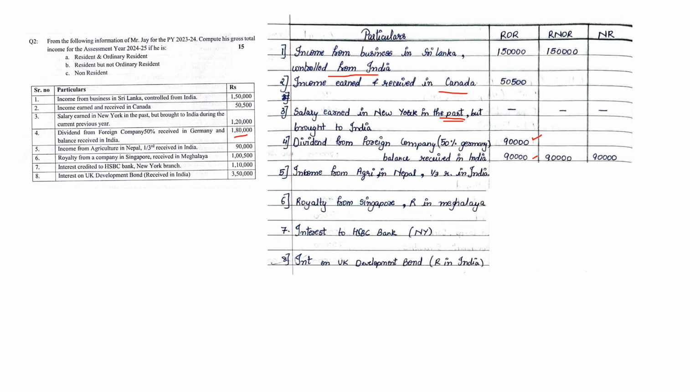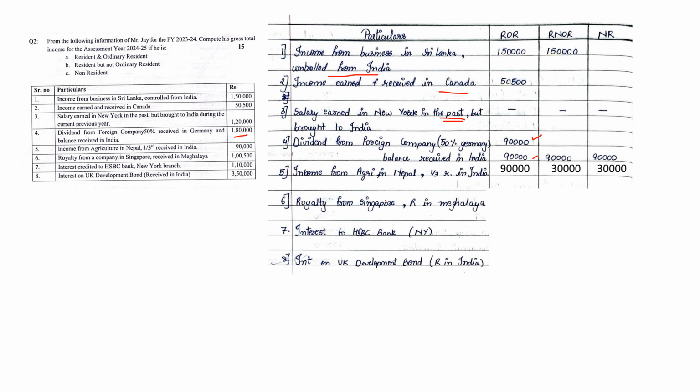Next, income from agriculture in Nepal, 1/3 is received in India. 1/3 of 90,000 is 30,000. Anything which is received in India, everyone will pay. So 30,000 will be paid by everyone, but the other 2/3 which was in Nepal is foreign income that will be paid by ROR. So eventually ROR has to pay full 90,000. The other one will have to pay 30 and 30.